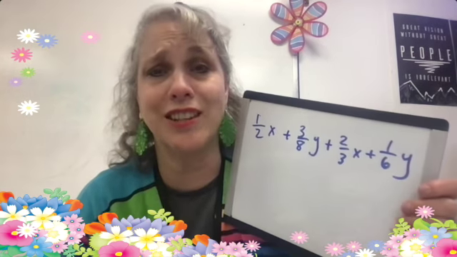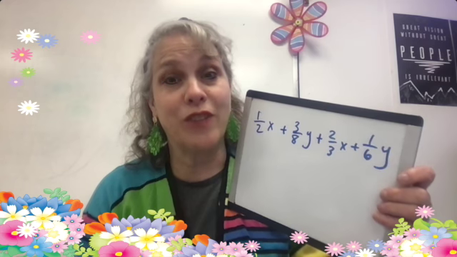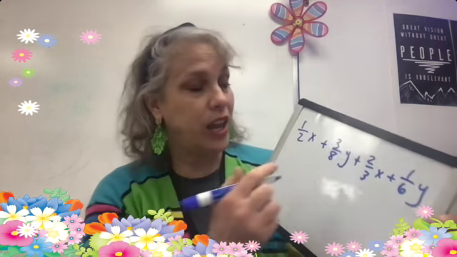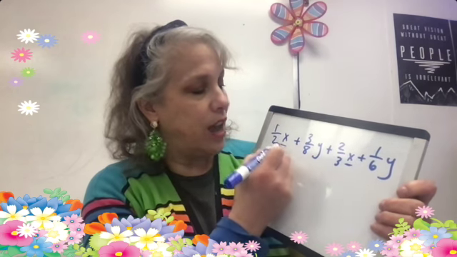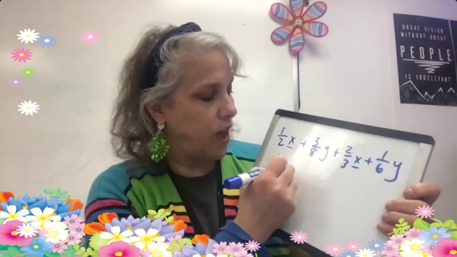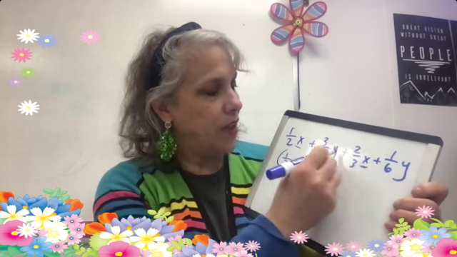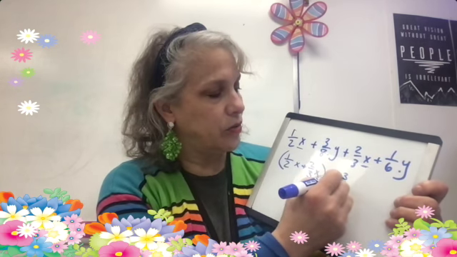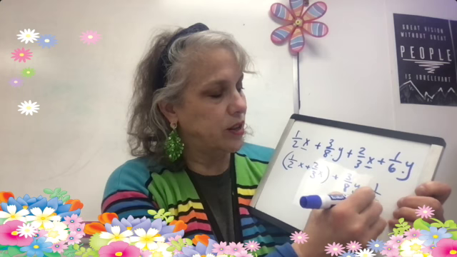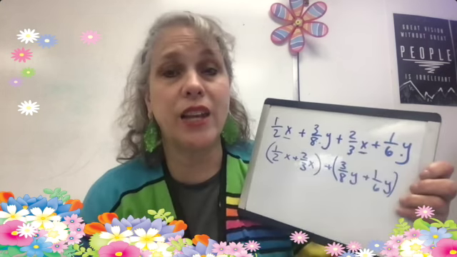Okay, let's try another one. What if I had 1/2 x plus 3/8 y plus 2/3 x plus 1/6 y. Oh my goodness, I have fractions in this one. Yes, you can do it even with fractions, but you can only combine like terms. So I see an x here and an x here, so I can combine those. So I can do 1/2 x plus 2/3 x, and then I can do the y's together, 3/8 y plus 1/6 y. I can only combine like terms.